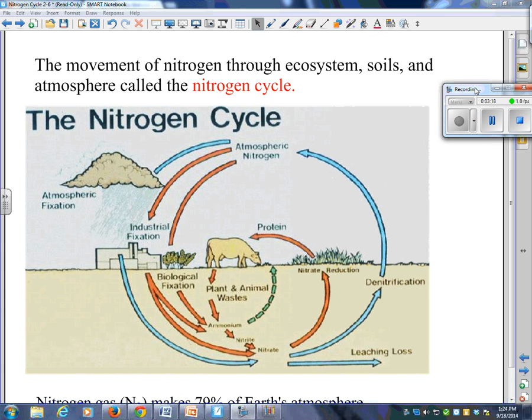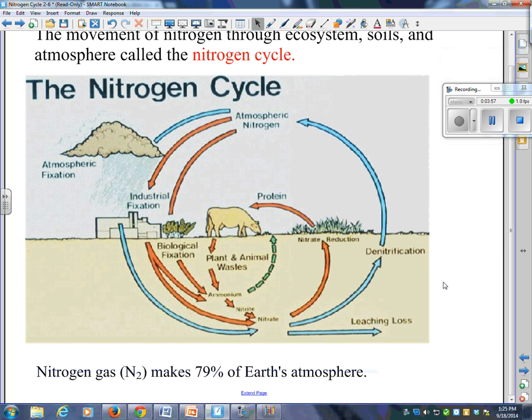Now I have to warn you ahead of time. The nitrogen cycle is a whole lot more complex than the carbon cycle. It's a good thing I didn't ask you to put the nitrogen cycle in your ecosystem, because it would be really hard. Am I right? It's pretty hard. So we've got atmospheric nitrogen, atmospheric fixation, industrial fixation, biological fixation, plant and animal waste, protein, denitrification. Oh, it looks real complicated. I'm going to try and make it a little bit simpler for you, as best I can.